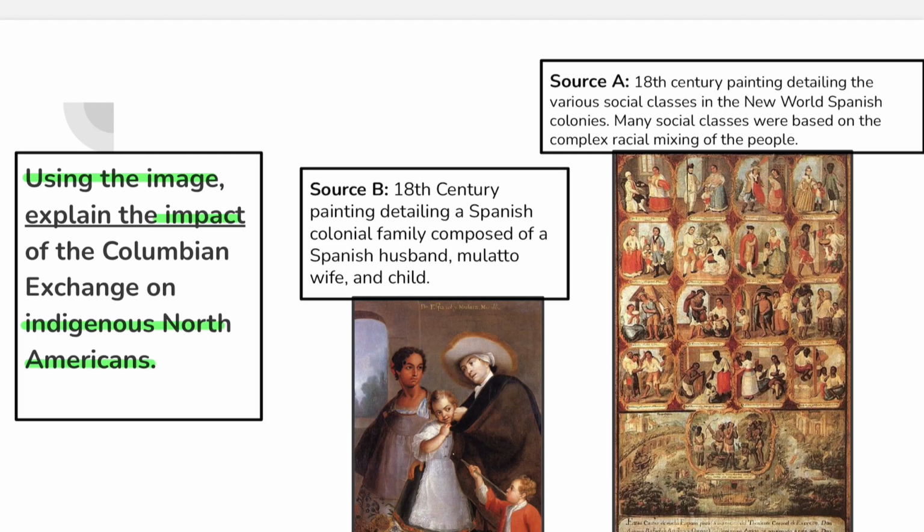Okay, now in source A, you should always read the source line. Source A, this is a painting from the 1700s showing the social hierarchy, the various social classes in the Americas, specifically the Spanish colonies. Many social classes were based on the complex racial mixing of the people. Okay, so we already have information about this. We know that there is a social hierarchy in the Americas in period 1 that had been completely Native American.